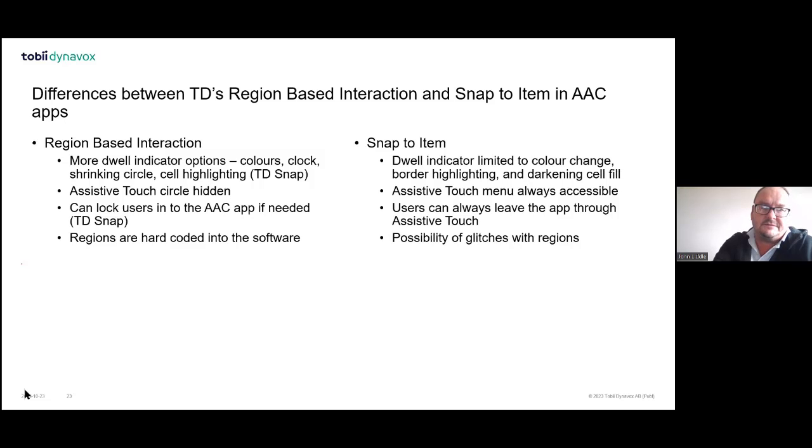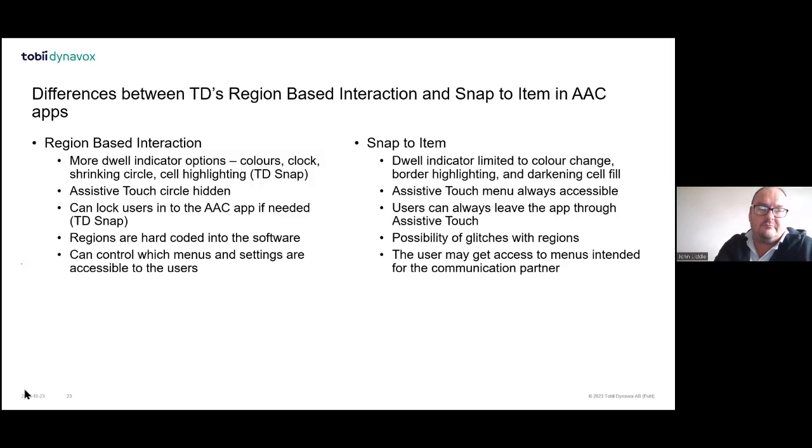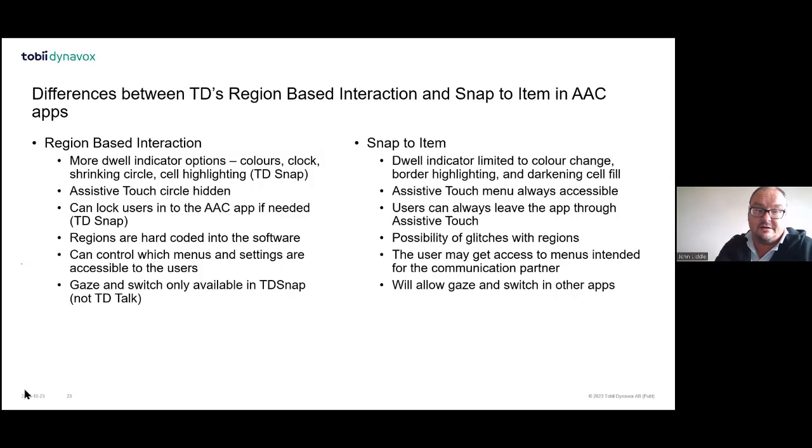Now, our regions for region-based interaction in TD Snap and TD Talk are hard-coded into the software, but on Snap to Item, as you saw in that web-based chess game, there are possibilities of glitches with regions. We can also control with region-based interaction which menus and settings are accessible to the user, but with Snap to Item, it is possible that users may get access to items intended just for the communication partner.